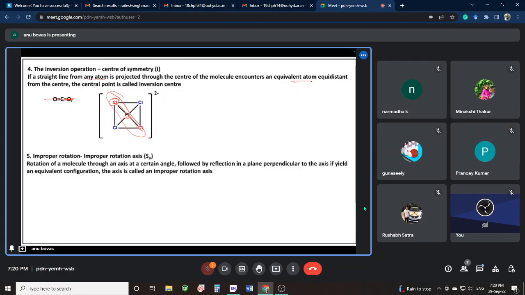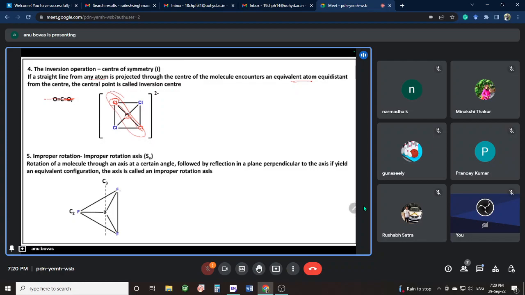And the last operation is called improper rotation or rotoreflection operation. In this case, we rotate by a particular angle, and then we place a plane perpendicular to that axis, and then we should get an equivalent configuration. If such an axis exists, it is called an improper rotation axis. So in BF3, we are keeping a C3. What will happen when we keep it C3?